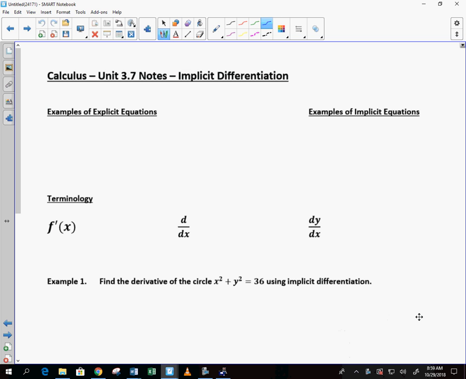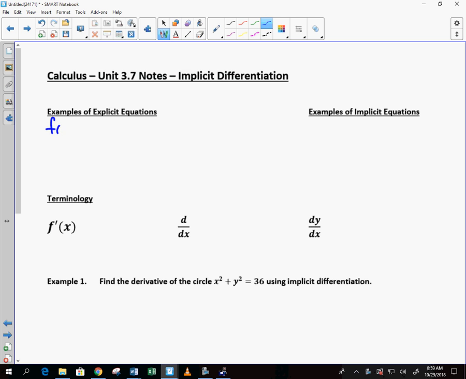Okay, today we move along to a different topic. We sit in the midst of implicit differentiation. So far, we have done explicit differentiation. Here's some examples of explicit equations.